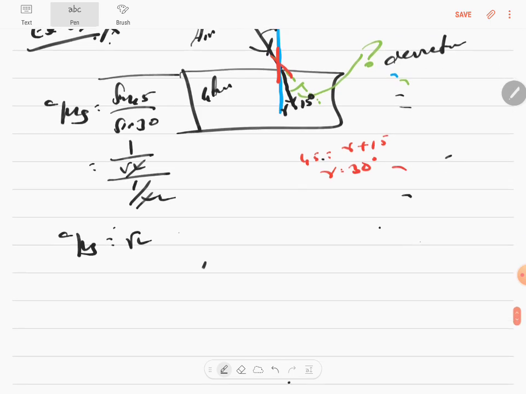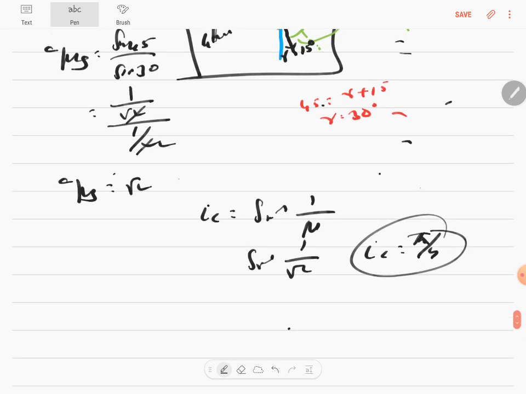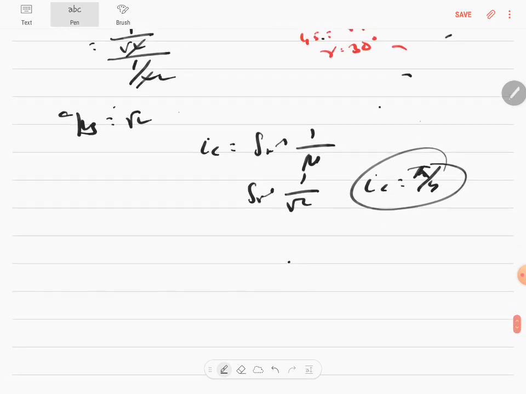And you know, to find the critical angle is sin inverse of 1 by mu, which is sin inverse of 1 by root 2, and therefore IC is equal to pi by 4 or 45 degree. So beautiful sum. Okay, so let's go to the next question, which is example 31.